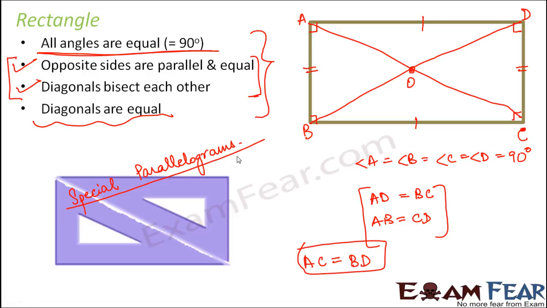How can we make a rectangle using set squares? Again, with two set squares you can make a parallelogram, but in this case you have to arrange the set squares in this fashion. Which type of set square have I taken? I have taken two pieces of the 30, 60, 90 set square, whose angles are 30 degrees, 60 degrees and 90 degrees respectively. Two such set squares are arranged in this fashion such that each angle is equal to 90 degrees.